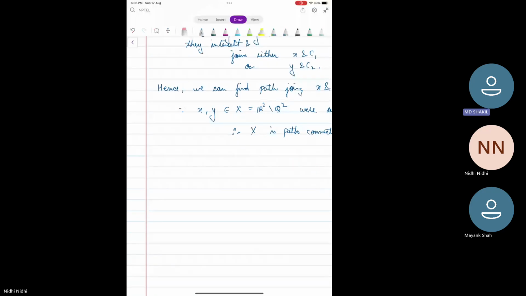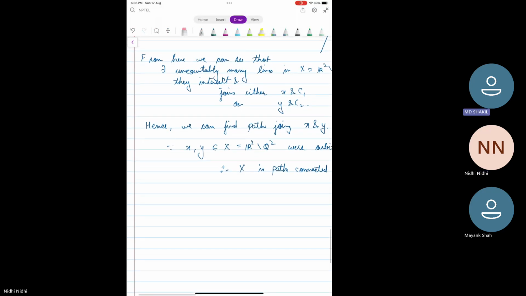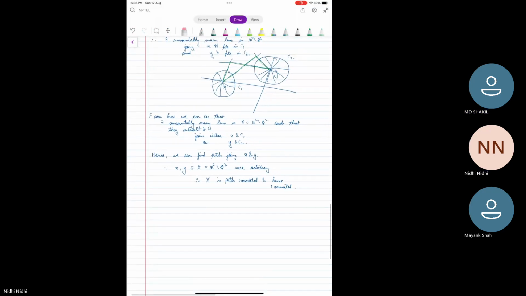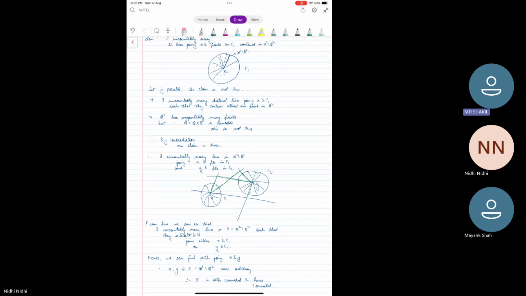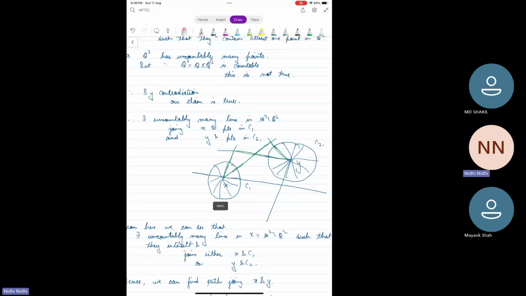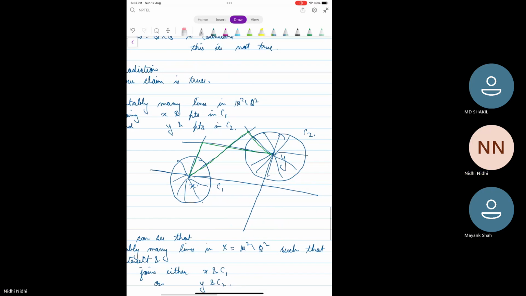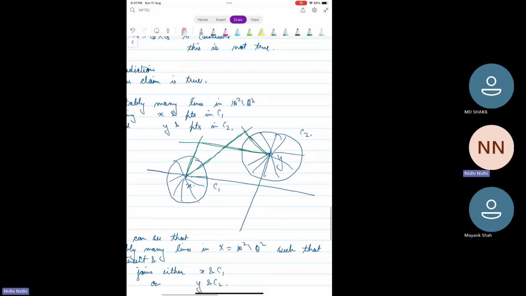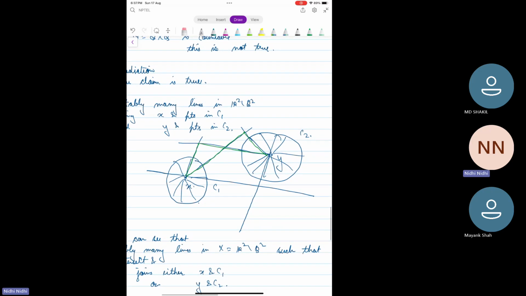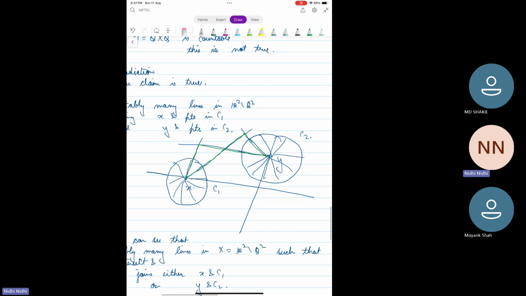Ma'am, how can we guarantee that those lines will intersect? It is only seen geometrically. How can you see it analytically? So basically, see, from x to C1, we can find lines in almost every direction. Similarly for y. So basically it comes from geometry only. I don't know how to write it properly.